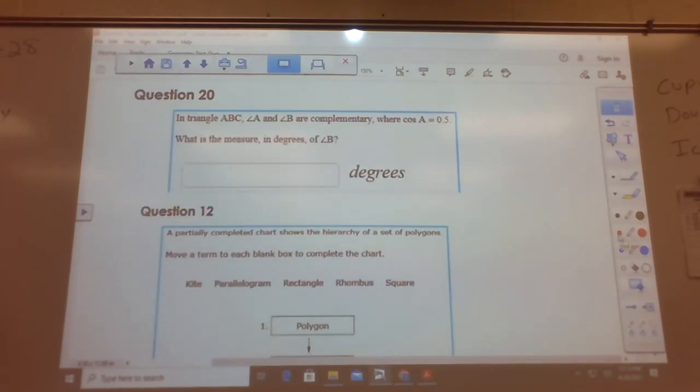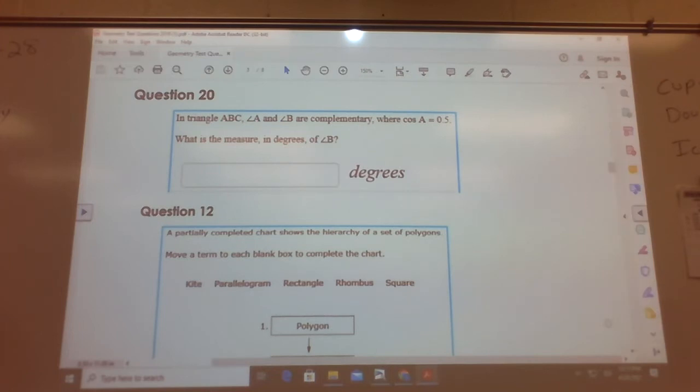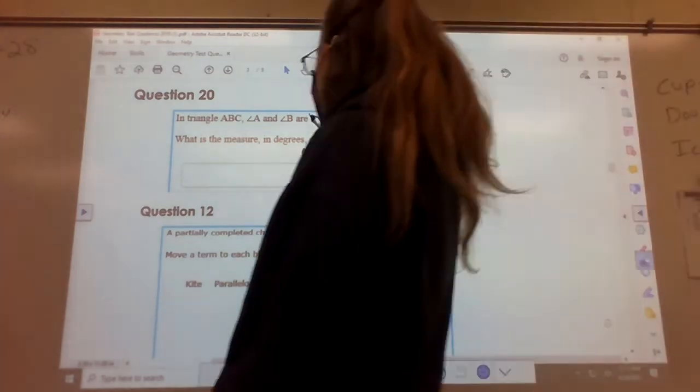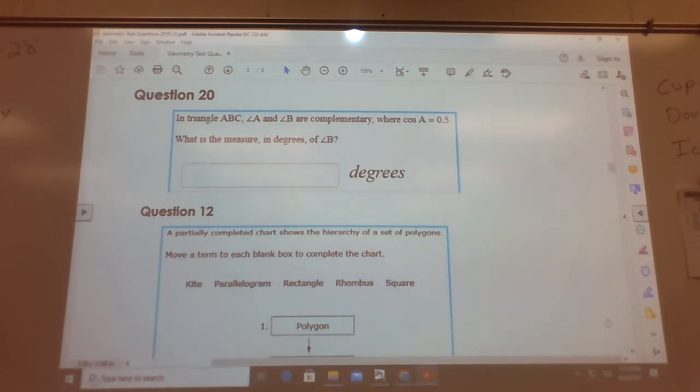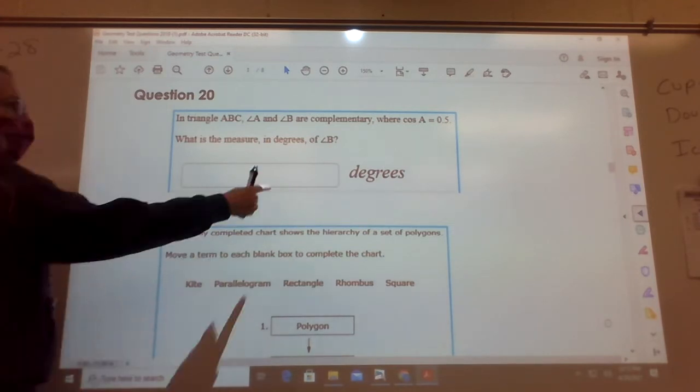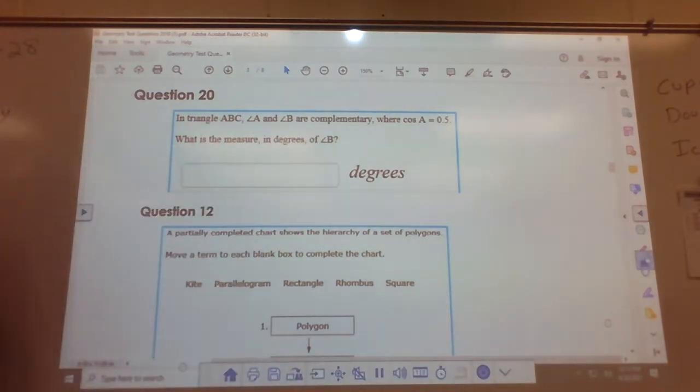Number 20. In triangle ABC, A and B are complementary, where the cosine of A is 0.5. What's the measure in degrees of angle B? Now, complementary. We probably need to have some idea what complementary means. What does it mean to be complementary? If A and B are complementary, what does that mean?